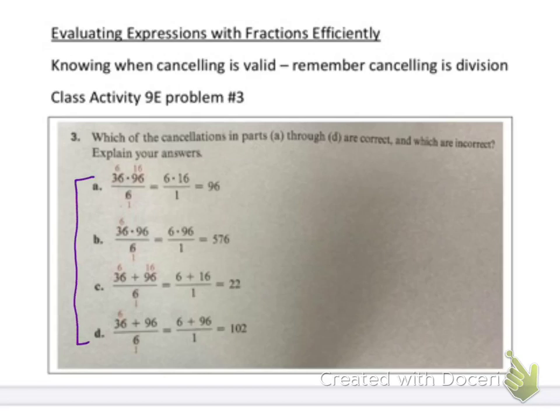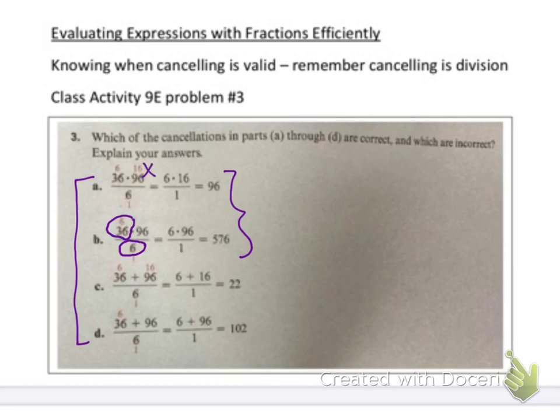Let's get rid of the ones that are incorrect. Okay, look at these two together. They are the same problem, but we have different answers. Why is that the case? This is a multiplication in the numerator. Since it's a multiplication, when you cancel and put 6 into one of them, you are done.